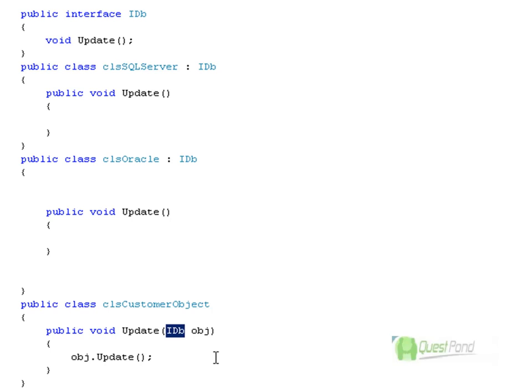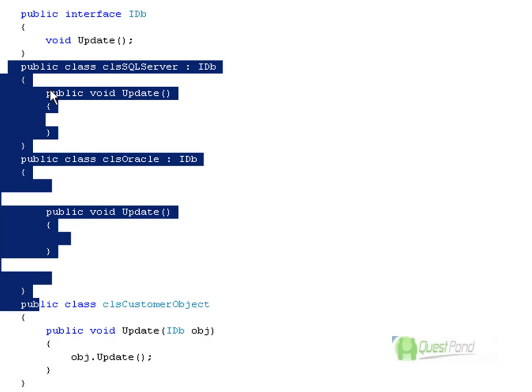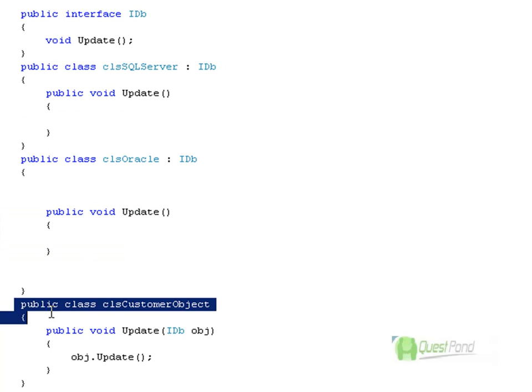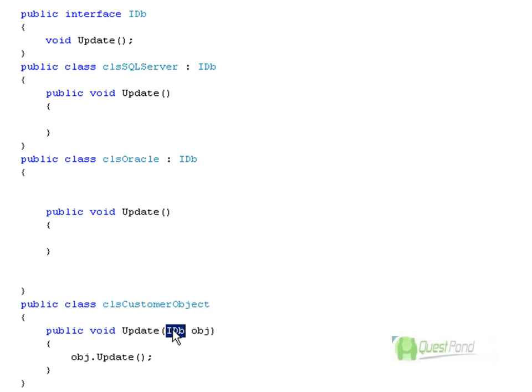And if you want, an external class can inject the CLS SQL Server or Oracle class into the update method. So the CLS customer object is now completely decoupled from both of these classes. So tomorrow if I want, I can add a new class here called CLS MySQL, and I do not need to change anything in the CLS customer object. Why? Because the CLS customer object is using the interface. So in this way, an interface helps us to decouple two classes from each other, and by doing decoupling, when any change is made into one system, it doesn't affect the other system.